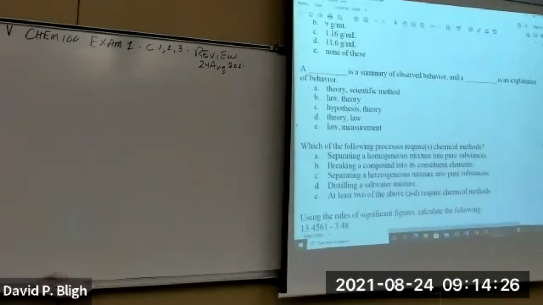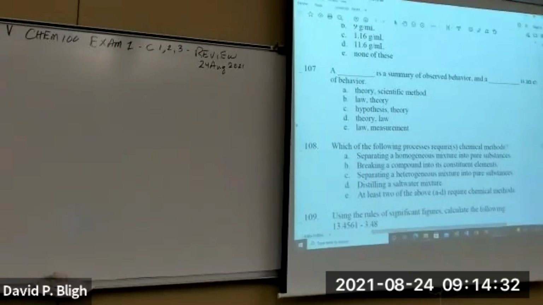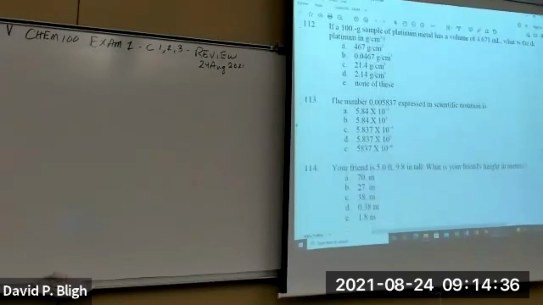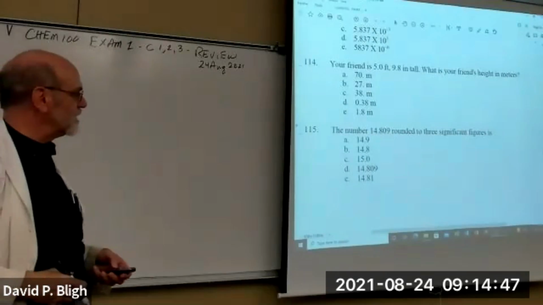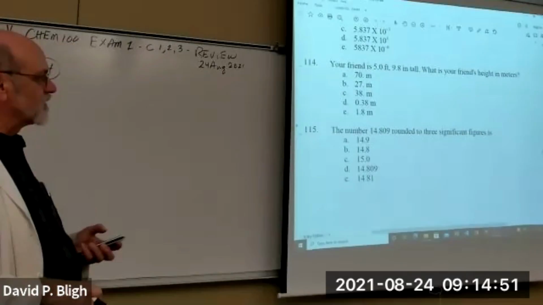All right, 114 next. Your friend is 5 feet, 9.8 inches tall. What's your friend's height in meters?